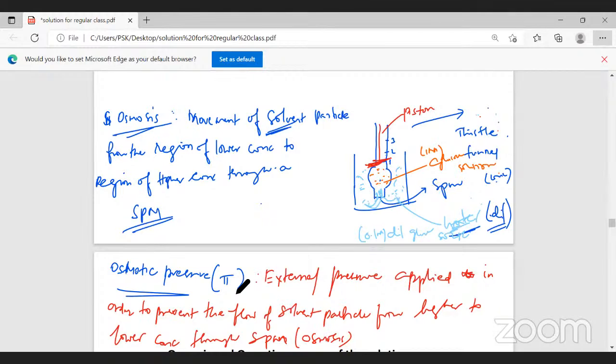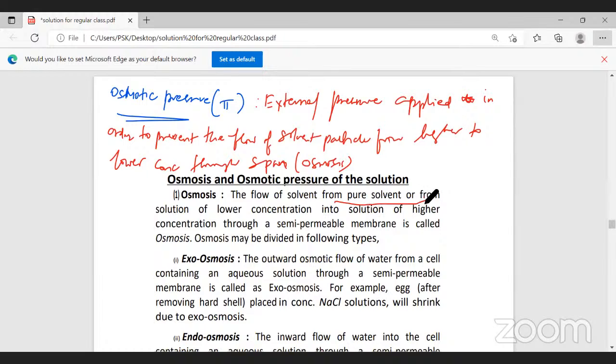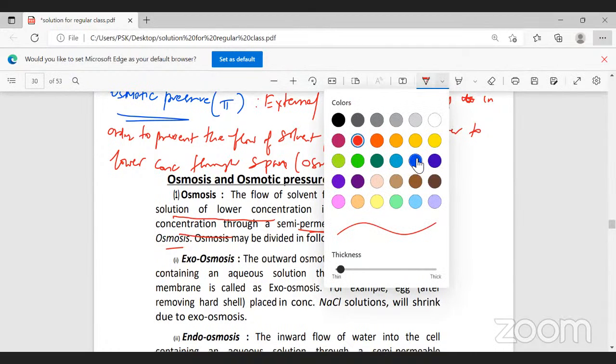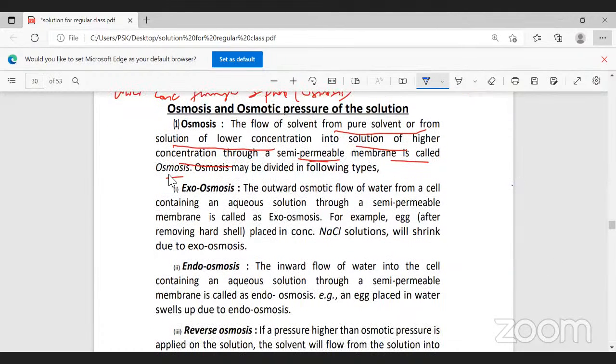Osmotic pressure is applied in order to prevent the flow of solvent particles through the membrane. So osmosis is the flow of solvent particles from pure solvent, or from a solution of lower concentration, into a higher concentration through a semi-permeable membrane. Osmosis can be divided into two: exoosmosis and endoosmosis. Exo and endo are not in the syllabus, but reverse osmosis we will learn.